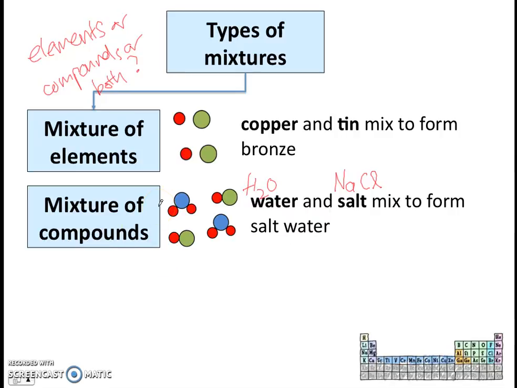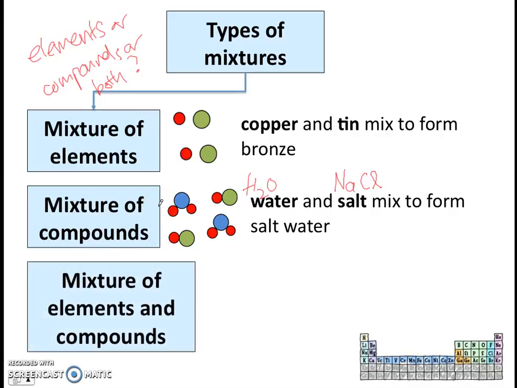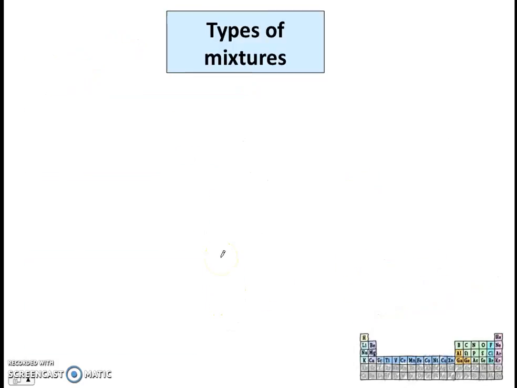Now finally, we can have mixtures of elements and compounds. An example of this, as we'll see later, is air. Now air contains elements such as oxygen gas, but it also contains compounds like water vapor, H2O, and also, as we shall see, carbon dioxide, or you might know that as CO2. So air is a mixture of both elements and compounds.